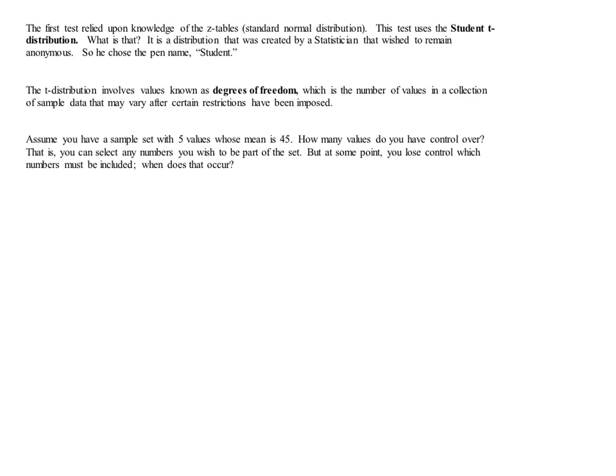All right, so assume you have a sample set with 5 values whose mean is 45. How many values do you have control over? Basically you could select any numbers that you want, but at some point you're going to lose control over the values that you can select to be part of the data set. We want to know when that happens.